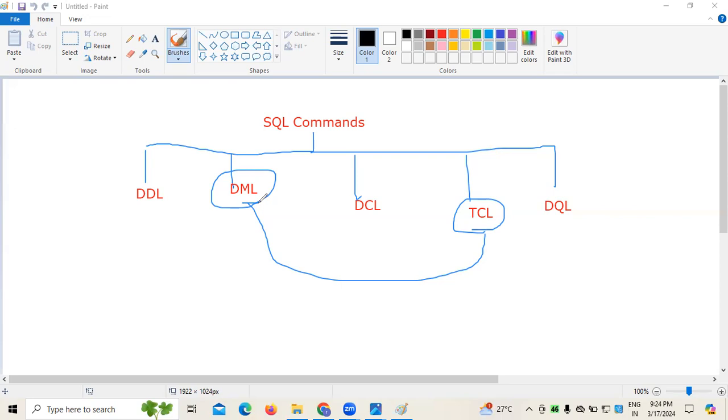The last one is called DQL, which I'll explain next week. It is called Data Query Language. This is important for a PA. So these SQL commands we are going to discuss in the coming session. Clear to you?